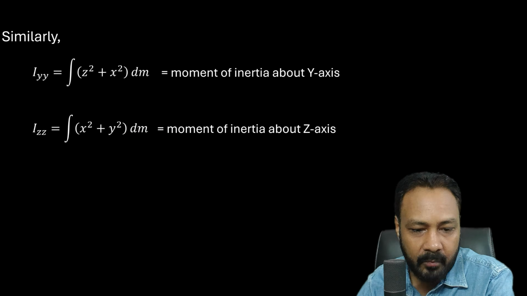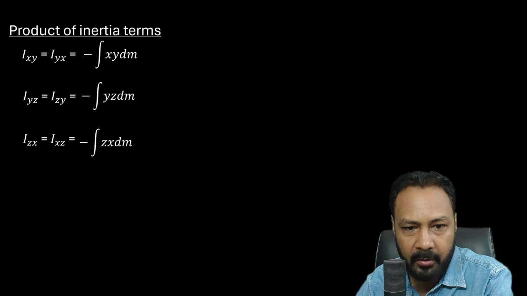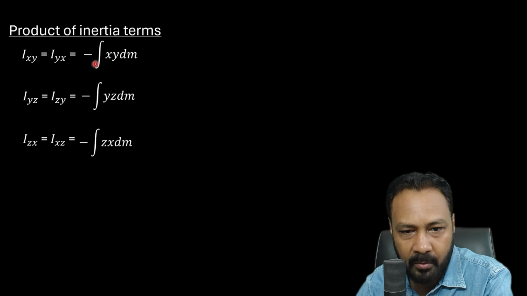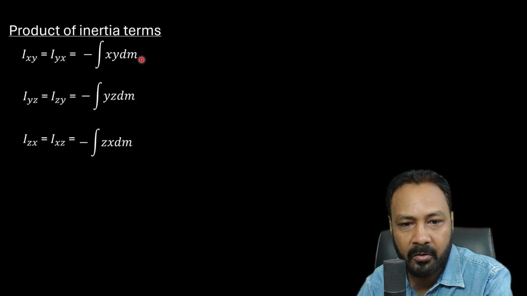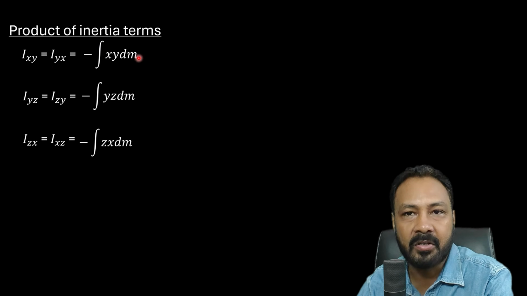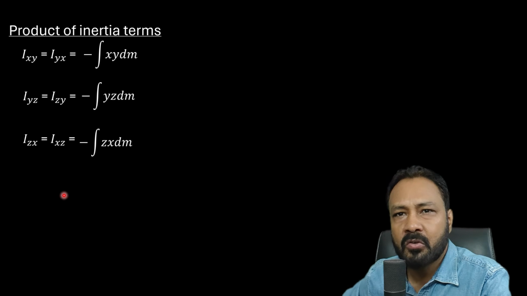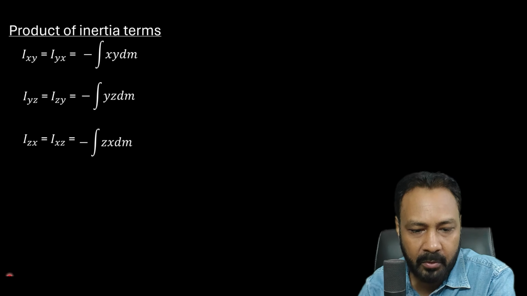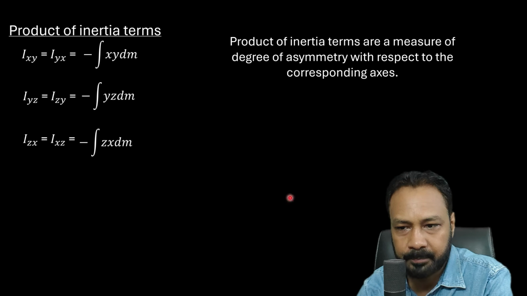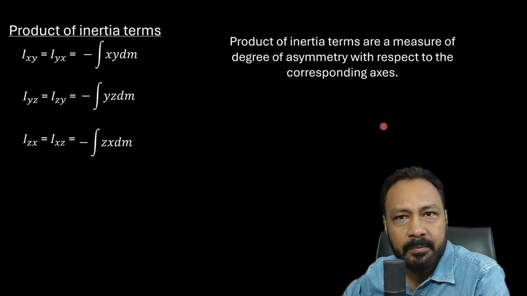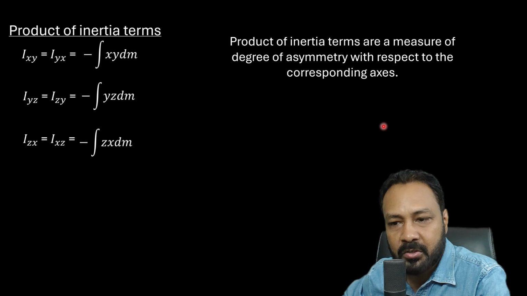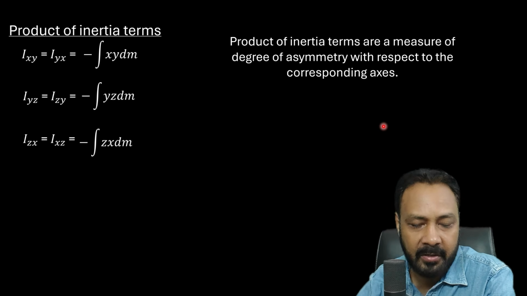Alright. Now comes the term product of inertia. Because those terms are multiplied, these are called products of inertia. Ixy, Iyz, that is the integration of minus xy dm, and similarly for the other terms. So what is the interpretation of the product of inertia term? We'll see that product of inertia terms are a measure of the asymmetry with respect to the corresponding axis.